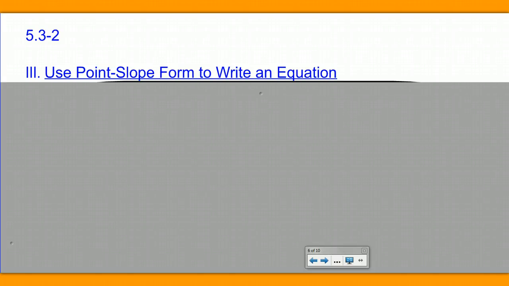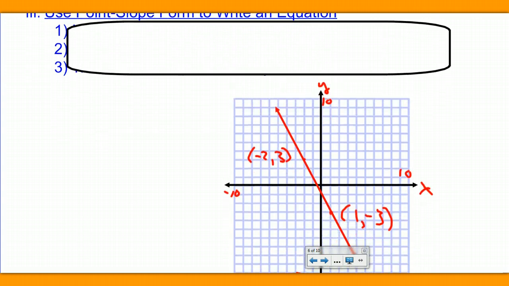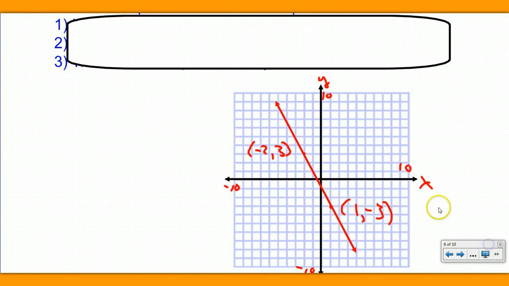Today we are going to use point-slope form to write a linear equation. Can you, without looking, recall point-slope form? Yes, I hear it now. It is y minus y1 equals m times x minus x1. So today we are going to take a look at a graph. Here's a graph, and we are going to write the equation for this graph using point-slope form.